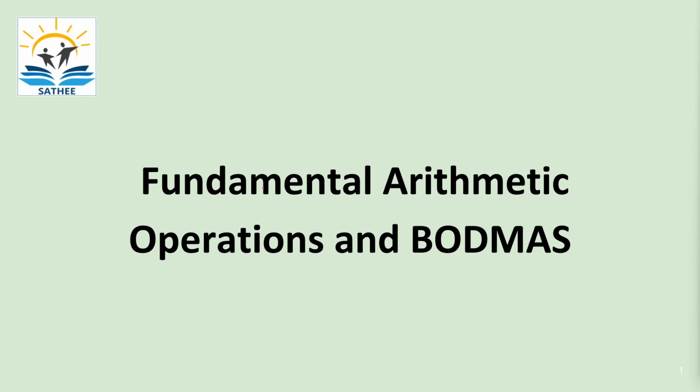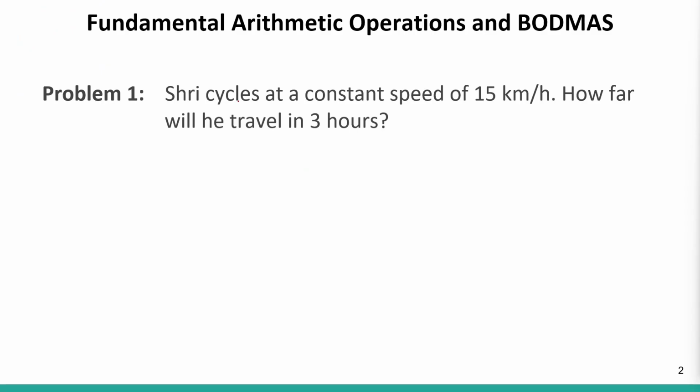Previously we were doing some exercise problems and we will continue to do so in this lecture. So, problem number 1. Sri cycles at a constant speed of 15 km per hour. So the cycling speed of Sri is 15 km per hour. How far will he travel in 3 hours? In 1 hour, 15 km. So in 3 hours, 15 into 3 is equal to 45 km.